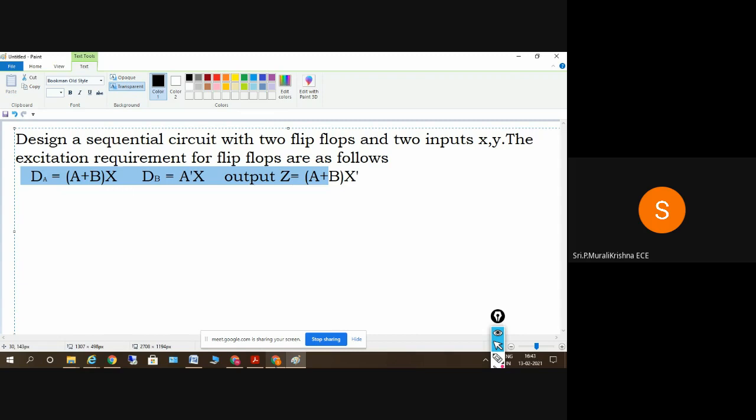Okay, it is vice versa in both the cases. So whenever we have a D flip flop and the inputs are given to the D flip flop, obviously these inputs will be the next states also.